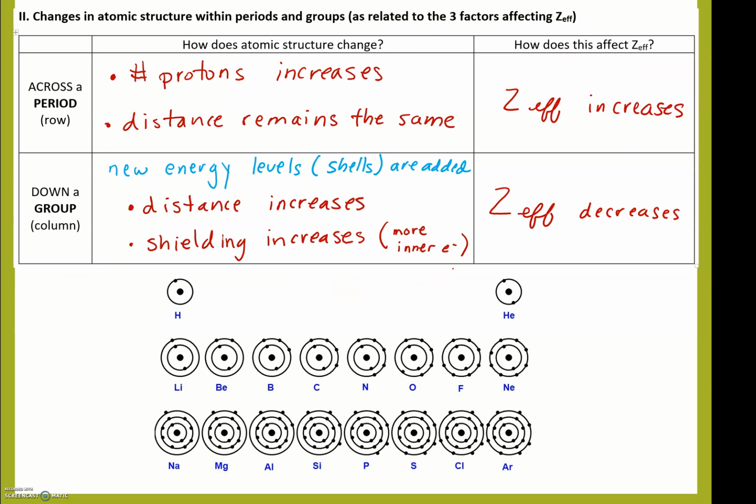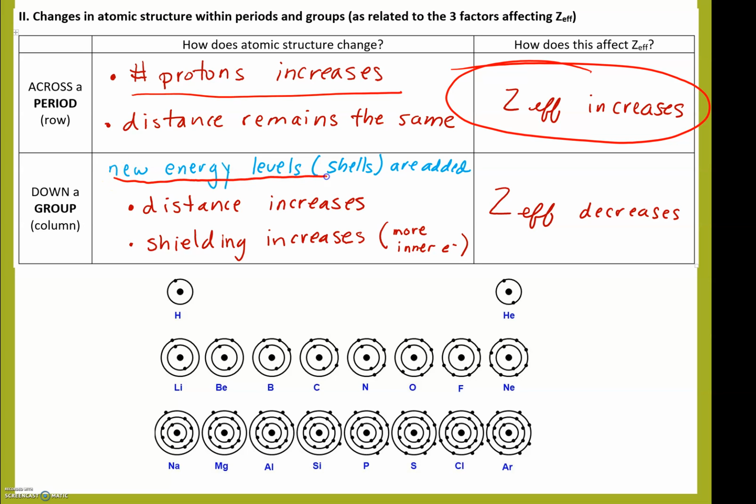So let's summarize here, and we'll be done with our first video. Across a period, the number of protons increases. The distance remains the same from the nucleus to the valence electrons, but the effective nuclear charge is going to increase due to the number of protons increasing. In contrast, down a group, you're going to include an additional occupied energy level each time you move down the periodic table. Therefore, the distance between the nucleus and the valence electrons increases, shielding increases, meaning there are more core electrons, and the effective nuclear charge decreases.